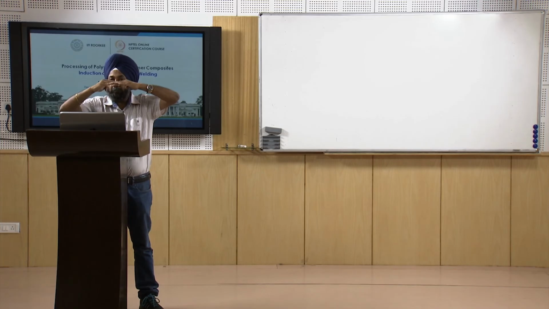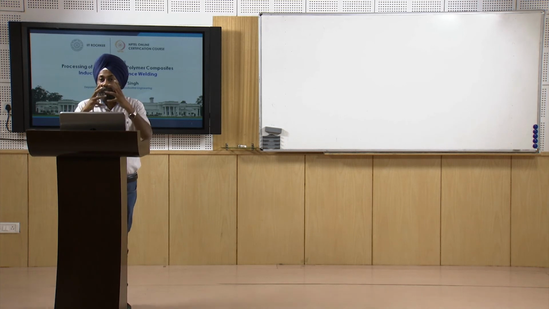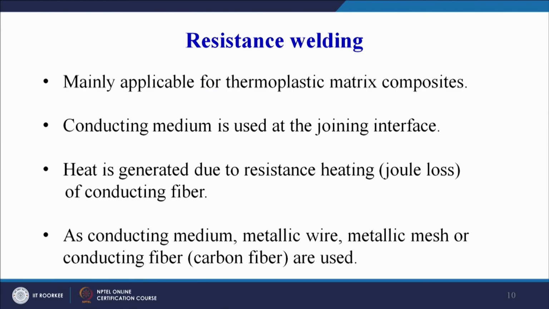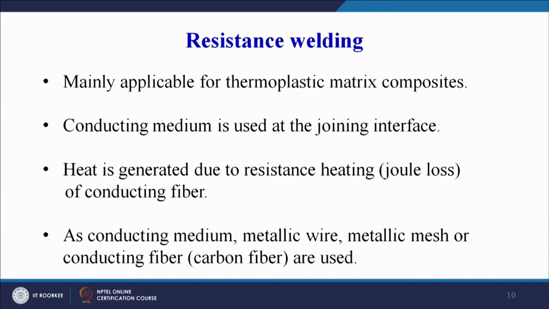Now suppose these are the two parts that I want to join together. I will bring them in the lap condition like this, and in between, at the joining interface, we require a conducting medium through which we can pass the current and heat can be generated. So the conducting medium is used at the joining interface. Heat is generated due to the resistance heating effect, or the Joule loss effect, of the conducting fiber. As conducting medium, we can use metallic wire, metallic mesh or conducting fiber. As I have already given an example, carbon fiber has the capacity to conduct, so we can use carbon fiber also for the resistance welding effect.